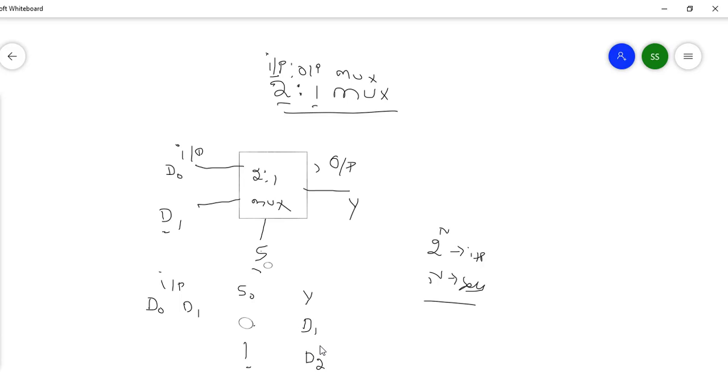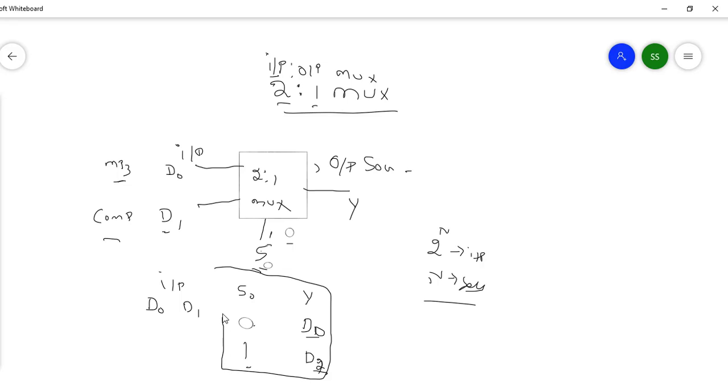Suppose, taking the previous example, I have an MP3 player here and a computer here, and I have a sound speaker. If I want to select the MP3 player as the source for the speaker, then my select line is 0. If I make 0 the select line, then D0 is selected, which is nothing but the MP3 player. If I give S0 as 1, meaning the switch is high, then D1 is selected. So it's nothing but the computer that is selected for the output. So this is something like your truth table.